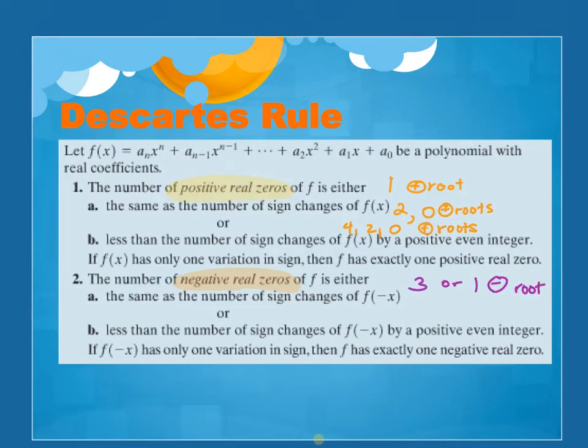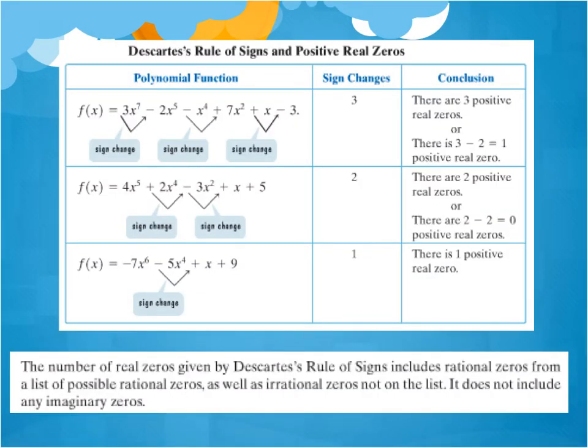Again, they come in pairs. The other roots would be imaginary, and those imaginary roots come in pairs. That's why you subtract 2. So look at my function. Okay, let's look at this one.